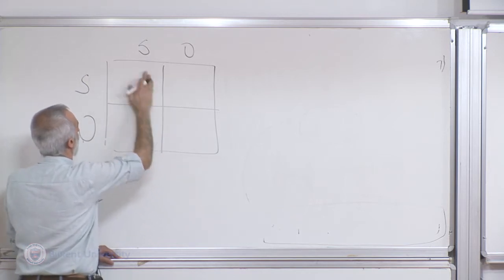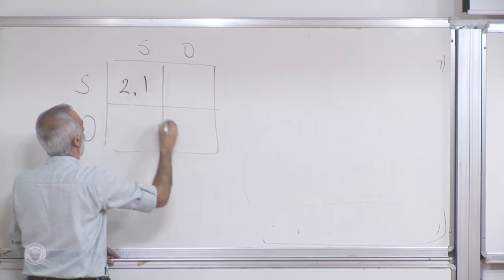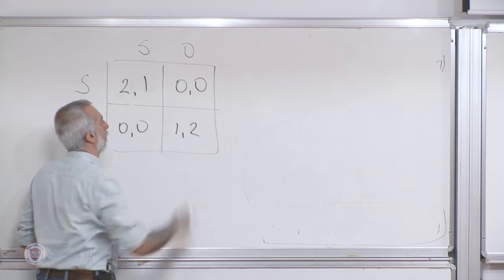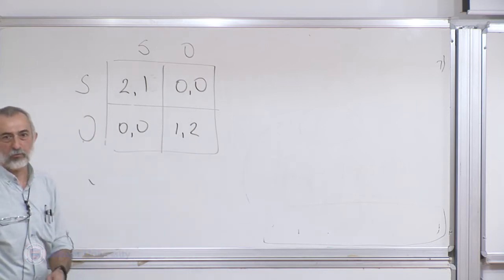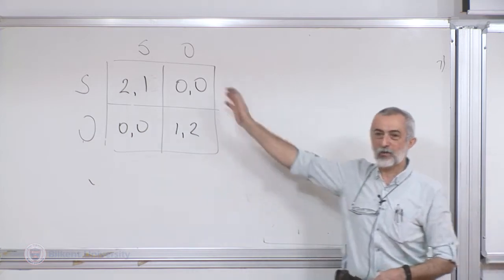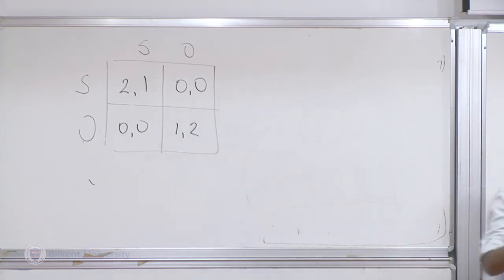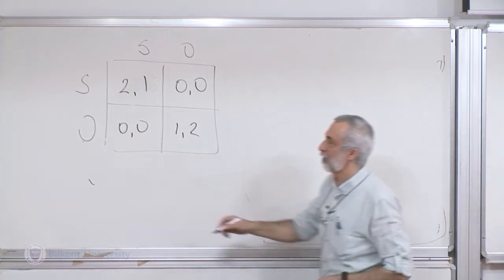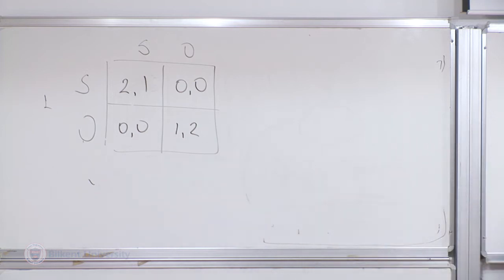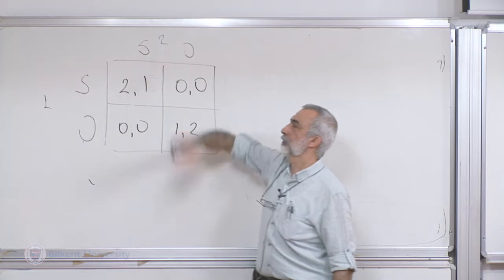Let me write the symbol. Okay, simple game. I'm not going to tell which side is the male and which side is the female. I'll leave that to you. One of them is player one. We always choose the row player to be player one, and always choose the column player to be player two.